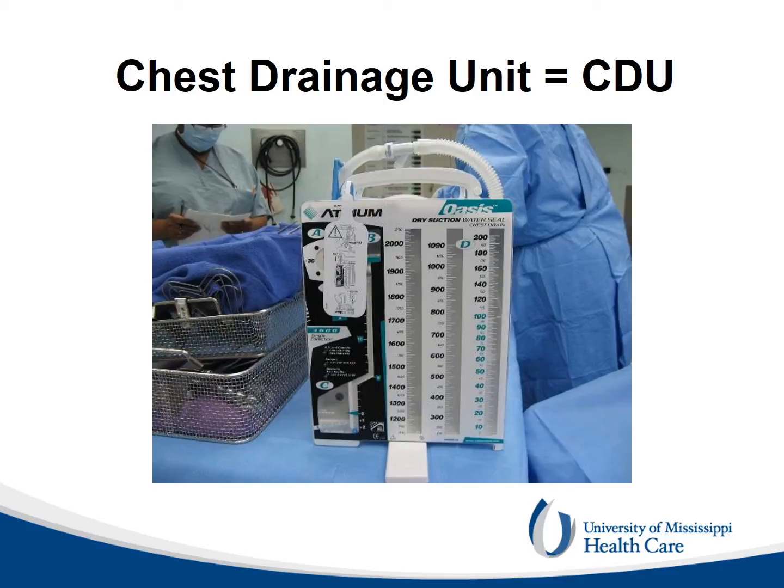The 4th column from the right is graduated from +2 to -20 centimeters of water, a function like a water manometer by showing the intrapleural pressure and its oscillations. The pleural pressure and physiology are better observed when the CDU is off suction.